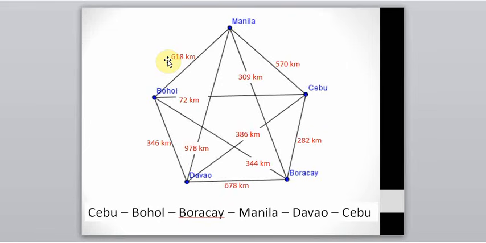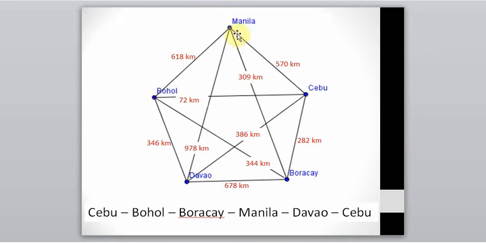So going back to the greedy algorithm, the first step is to find the shortest edge. The shortest here is Bohol to Cebu, which is only 72 kilometers. So we have here Cebu to Bohol. You will start with Cebu, then from Cebu you go to Bohol. Next step, from Bohol, look for the shortest edge with an unchosen vertex.